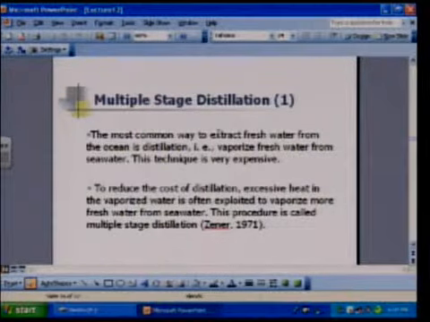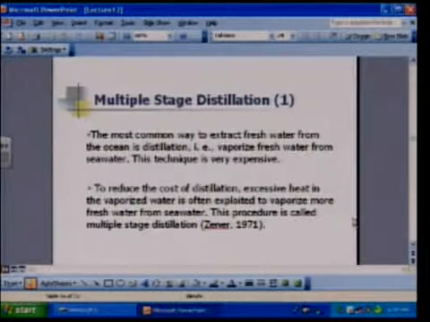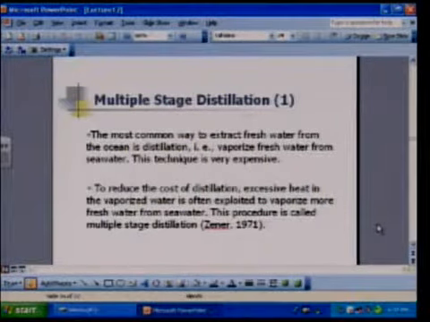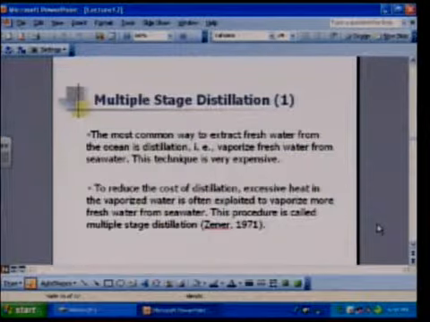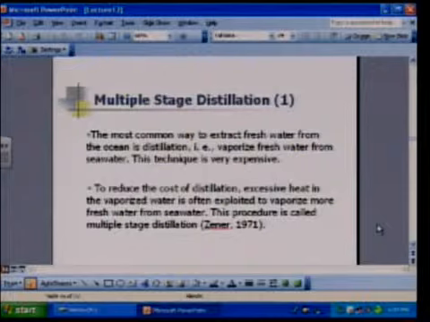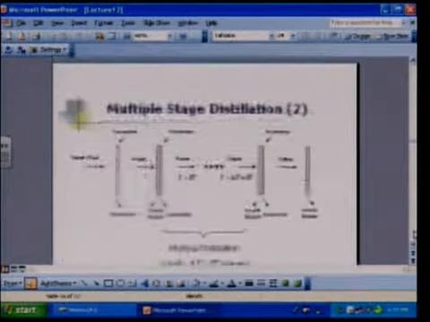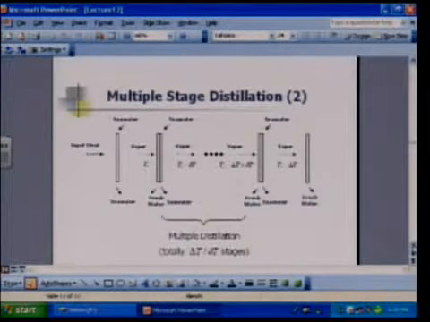And this is one application called the multiple stage distillation for some chemical plant. The most common way to extract fresh water from the ocean is called distillation. And that means you vaporize fresh water from the seawater. And this technique is very expensive. So if you want to reduce the cost of distillation, excessive heat in the vaporized water is often used to vaporize more fresh water from seawater. And the procedure is called multiple stage distillation. Well, that's just the background. And then why talk about that? Because this can be studied as an optimization problem.